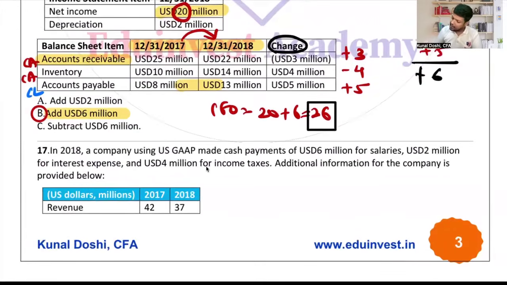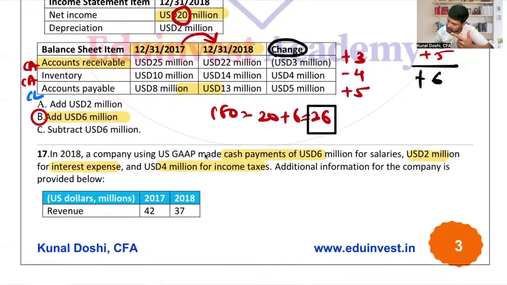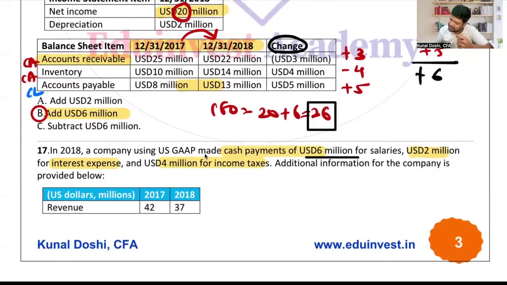In 2018, a company using US GAAP made cash payments of 6 million for salaries, 2 million for interest, and 4 million for taxes. So this is already an outflow. They've said cash paid, so these are all already outflows. How much has been paid? 6 million for salaries, 2 million for interest, and 4 million for income taxes. This is already my cash paid as an outflow.